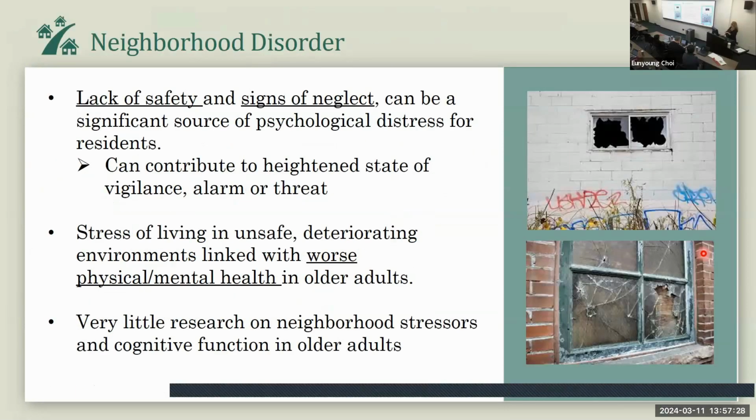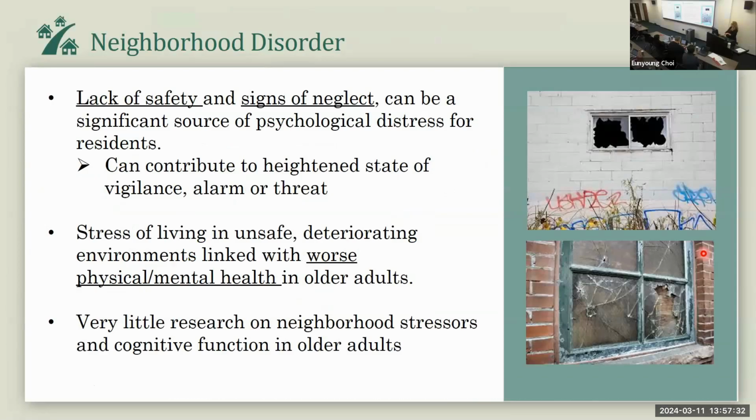And we define neighborhood stress in terms of neighborhood disorder, which is a well-known concept used in the social sciences and neighborhood research to think about stressful neighborhoods. Another component of stressful neighborhoods might be neighborhood poverty or neighborhood deprivation, for instance. But this is really signs of social disorganization, things that would engender a sense of not feeling safe or that look like signs of neglect. These have all been linked previously in the literature with worse physical and mental health outcomes in older adults.